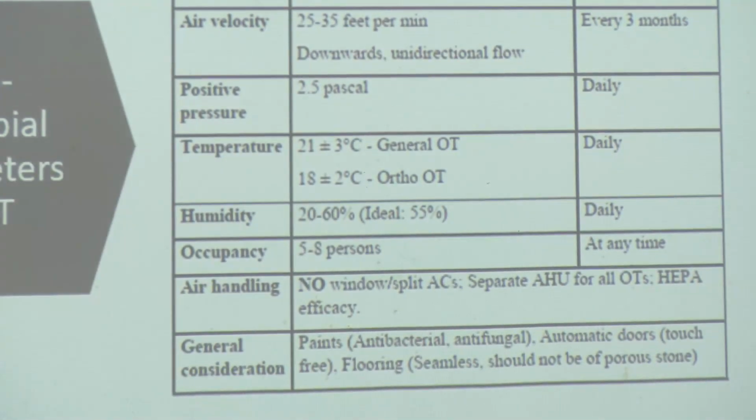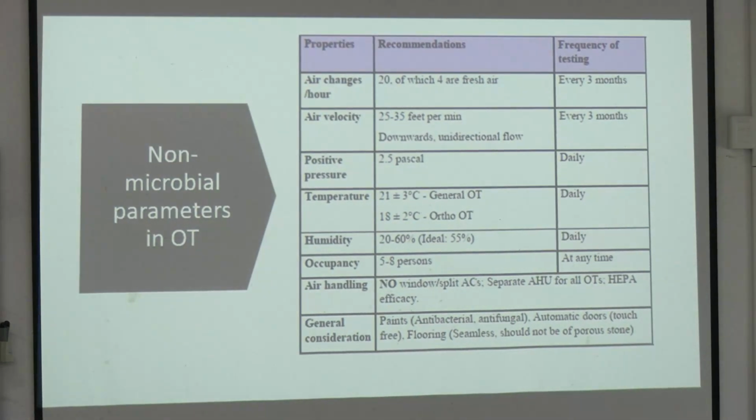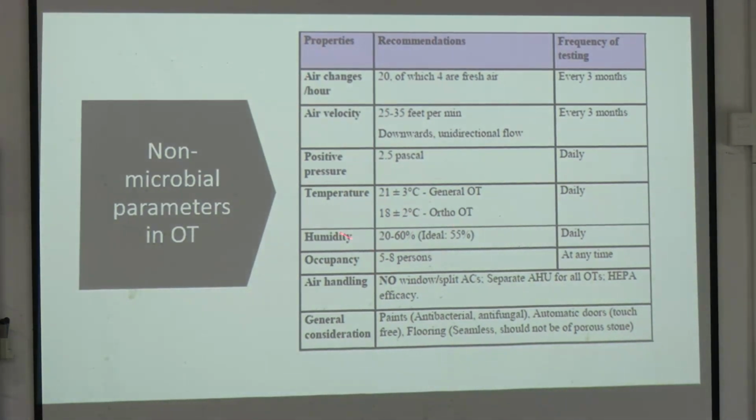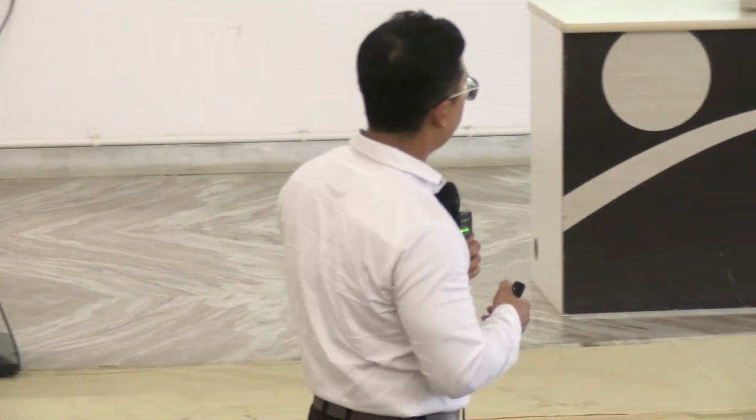See the temperature parameter here, it is written of the OT. It should be 21 plus minus 3 in the general OT, and for the orthopedics implant OTs it should be 18 plus minus 2. For humidity it should be less than 55 to 60%. So it is maintained around 40 to 60%. The positive pressure is maintained at 2.5 pascals. So these are the 3 things that you should have in the daily checklist whenever you are starting the OT and whenever you are ending the OT. So these three things should be maintained.